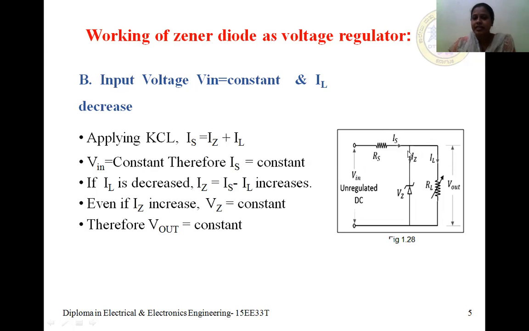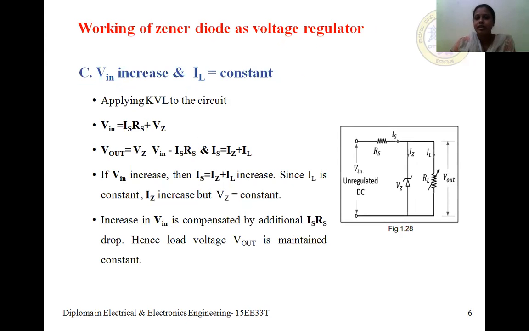When this Iz increases, Vz is constant, because the characteristic of the Zener diode is to maintain a constant voltage, so our output voltage Vout is also constant. So this is the second case of the working of the Zener diode as a voltage regulator.